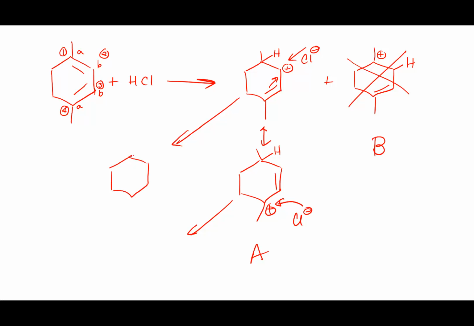And again, we're treating the resonance structures as if they were the true intermediates. So there's my two products. I will call them a new A and a new B.